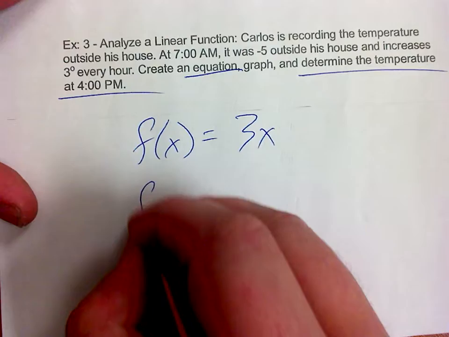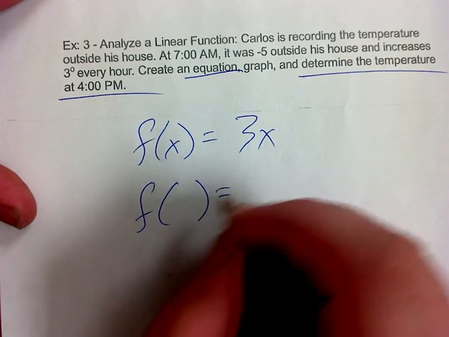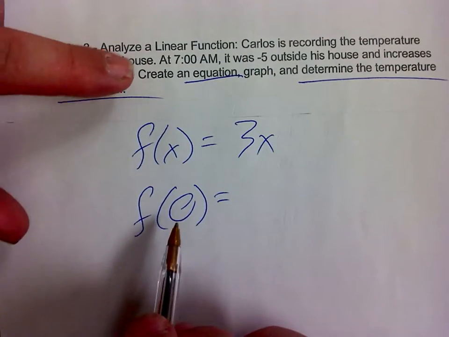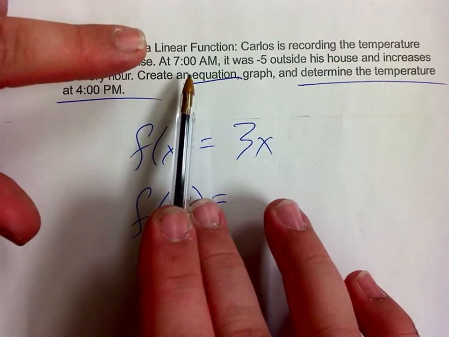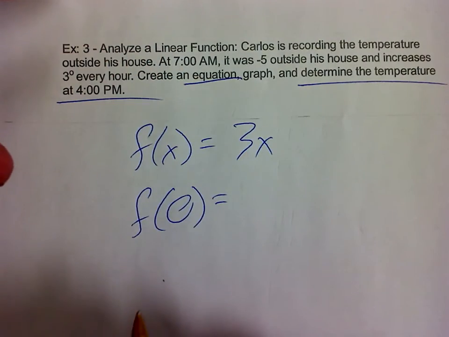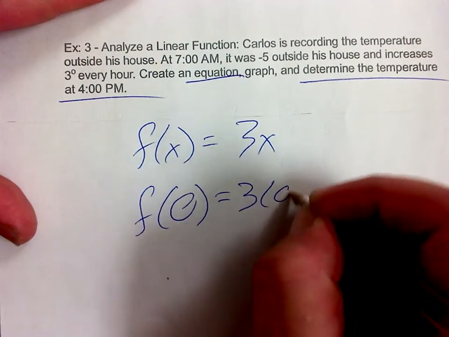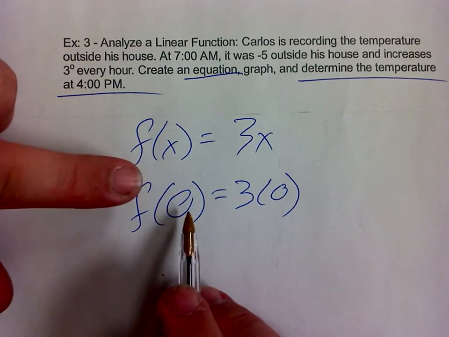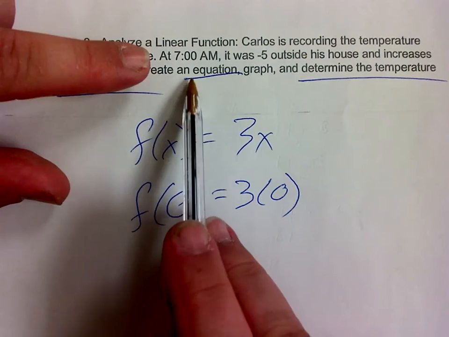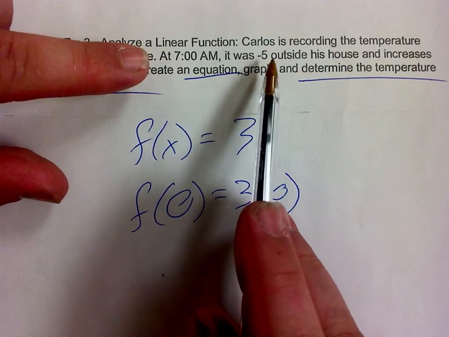Now to check to see if this is our equation or not, we can plug in 0. Now 0 represents 7 a.m., okay, because that's 0 hours past when we started. So if I plug in that, I end up with 3 times 0, but that gives me 0, okay? That would be stating, okay, at 7 a.m. we have a temperature of 0, but we're already told that at 7 a.m. we have a temperature of -5.